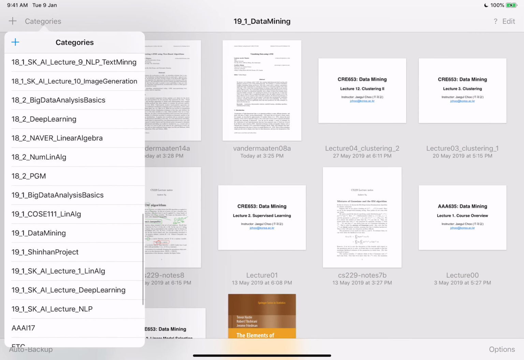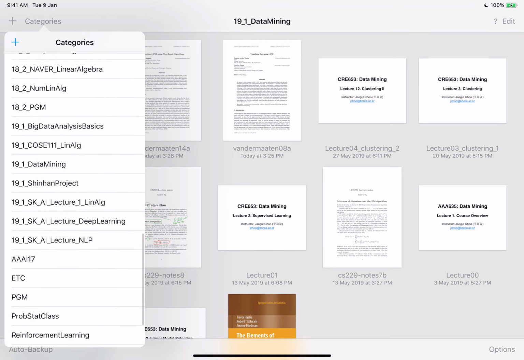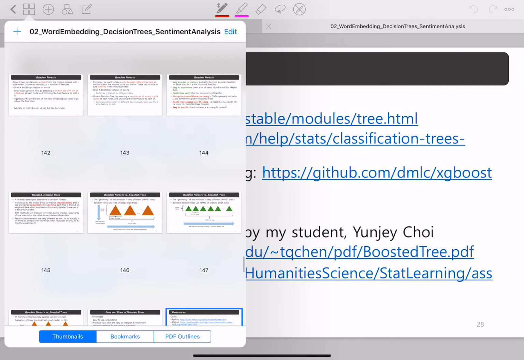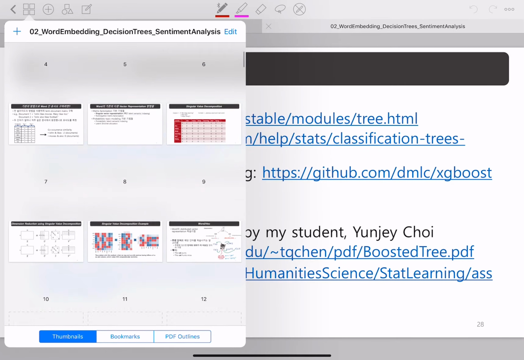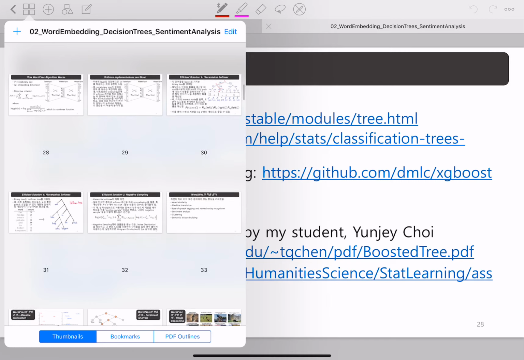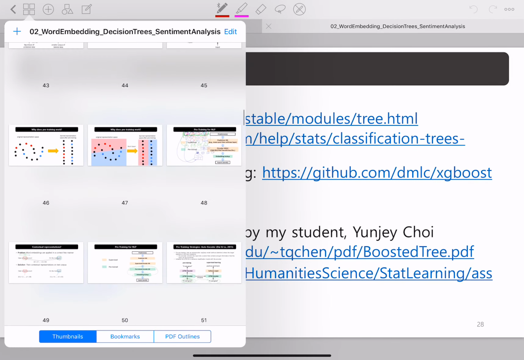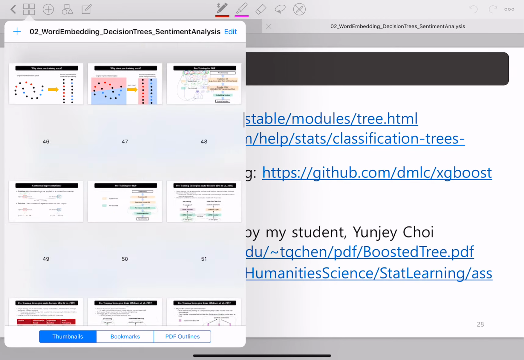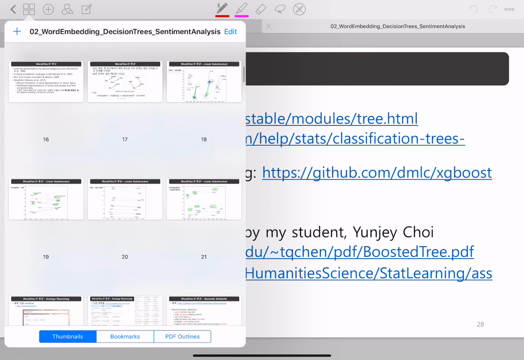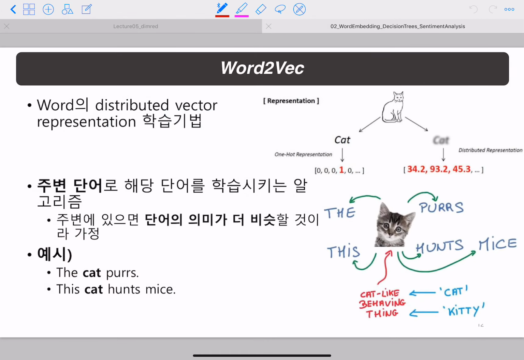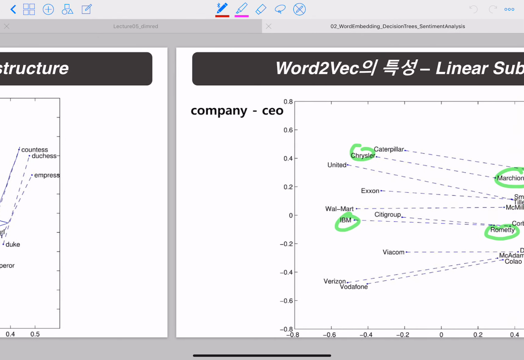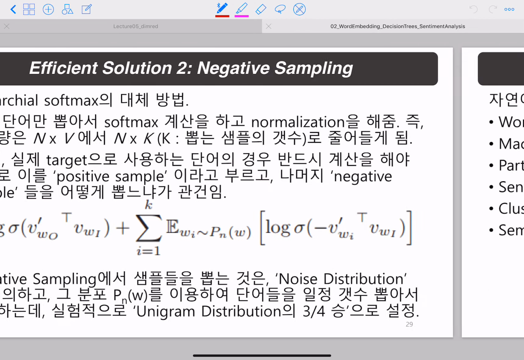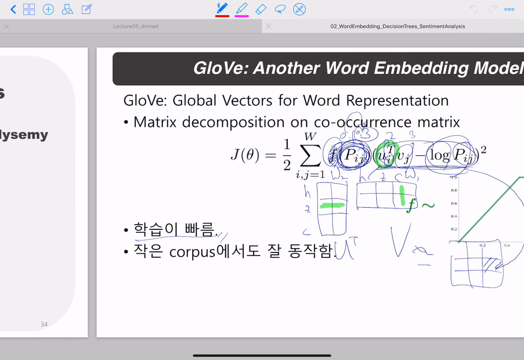in the case of GloVe, let me see. Where is GloVe? Right, yeah.